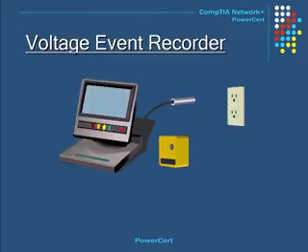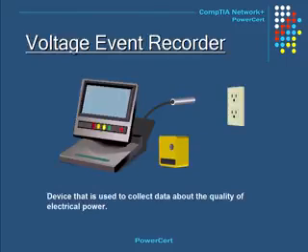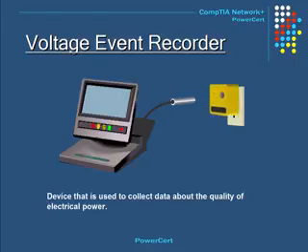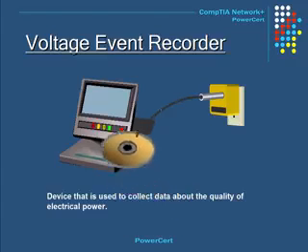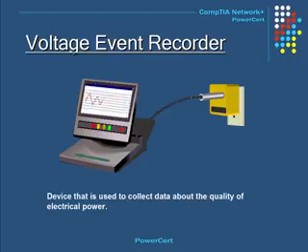A voltage event recorder is a device that is used to collect data about the quality of electrical power. The tool is inserted into a power outlet where it checks for electrical sags, swells, and variations in frequency. It comes with software that is installed on a computer, and the data about the power quality is downloaded and analyzed.